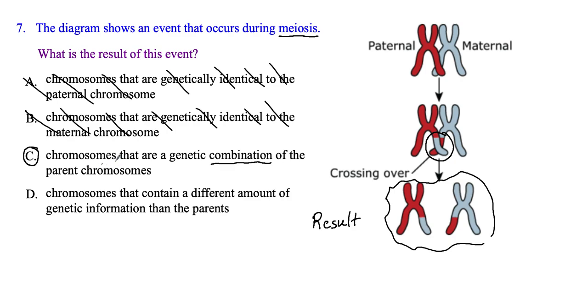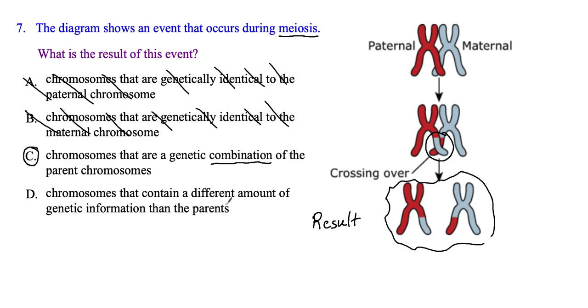The resulting event at the end, once this crossing over takes place, is as follows. Chromosomes are a genetic combination of the parent chromosome. So in other words, these chromosomes at the end are a combination of the original chromosomes of the mom and the dad based on this crossing over.